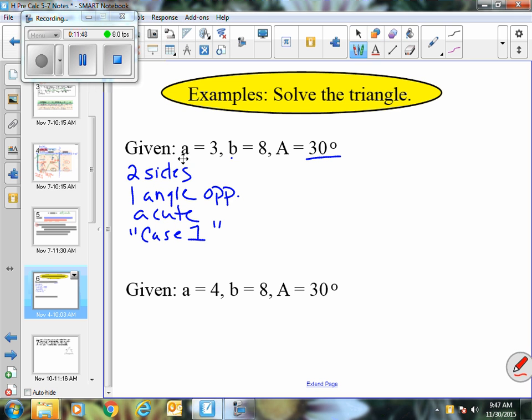So what do we have to do? We have to figure out, is the side across from the angle longer or shorter than the other side we're given? Which number is across from the 30-degree angle? That would be the 3. Notice I'm avoiding the labels because the labels can change. In this case it's side A, but it's the side that's across from the angle that you're given. So the 3 is less than 8. The 2 sides they gave me were 3 and 8, and 3 is the one across from the angle. It's shorter. What does that tell me?